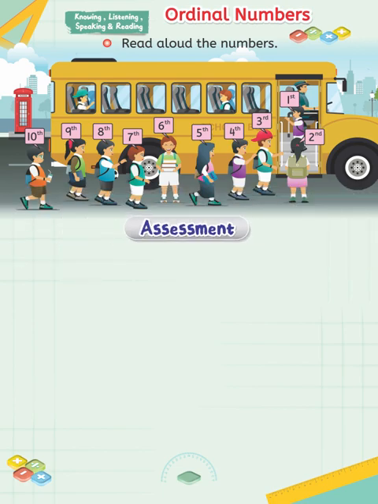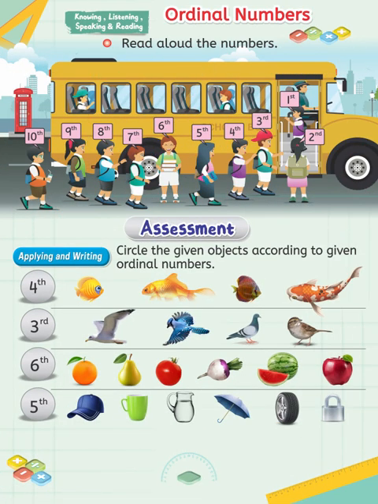Activity: applying and writing. Circle the given objects according to given ordinal numbers. You see 4 rows here showing 4th, 3rd, 6th, and 5th ordinal numbers. You have only to count objects in relevant row and put a circle around the required object.